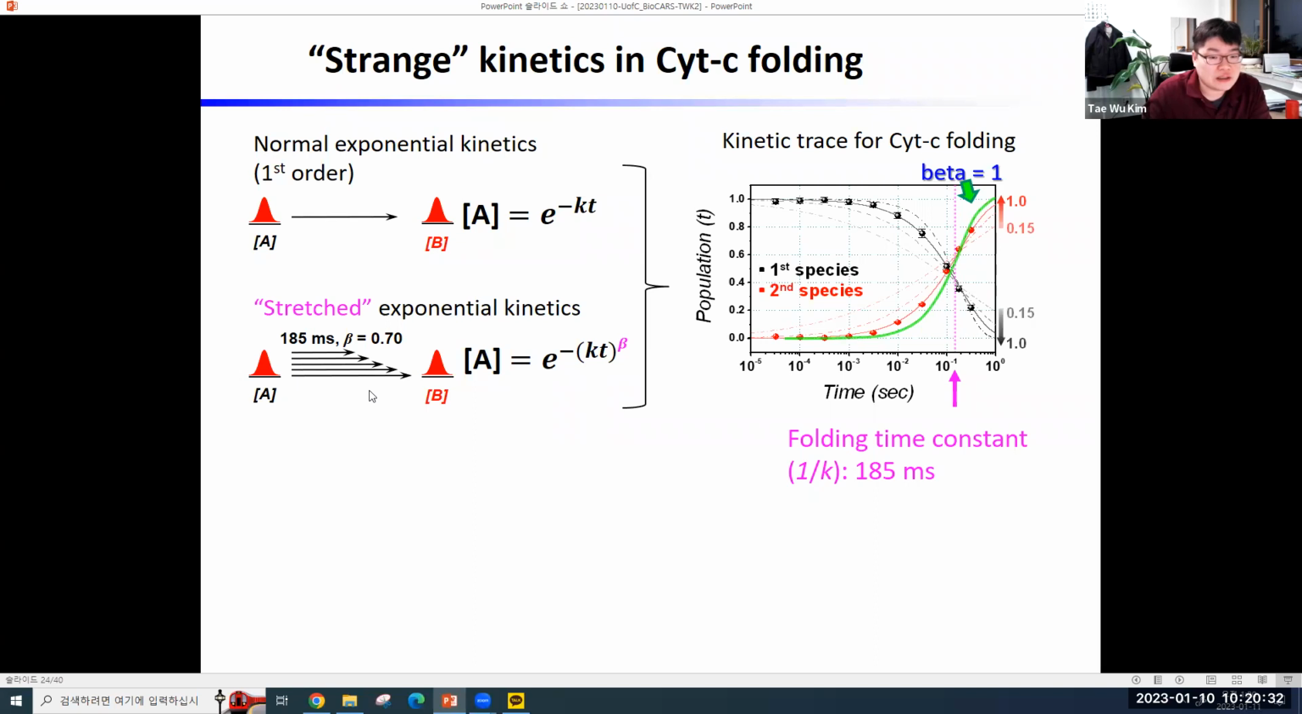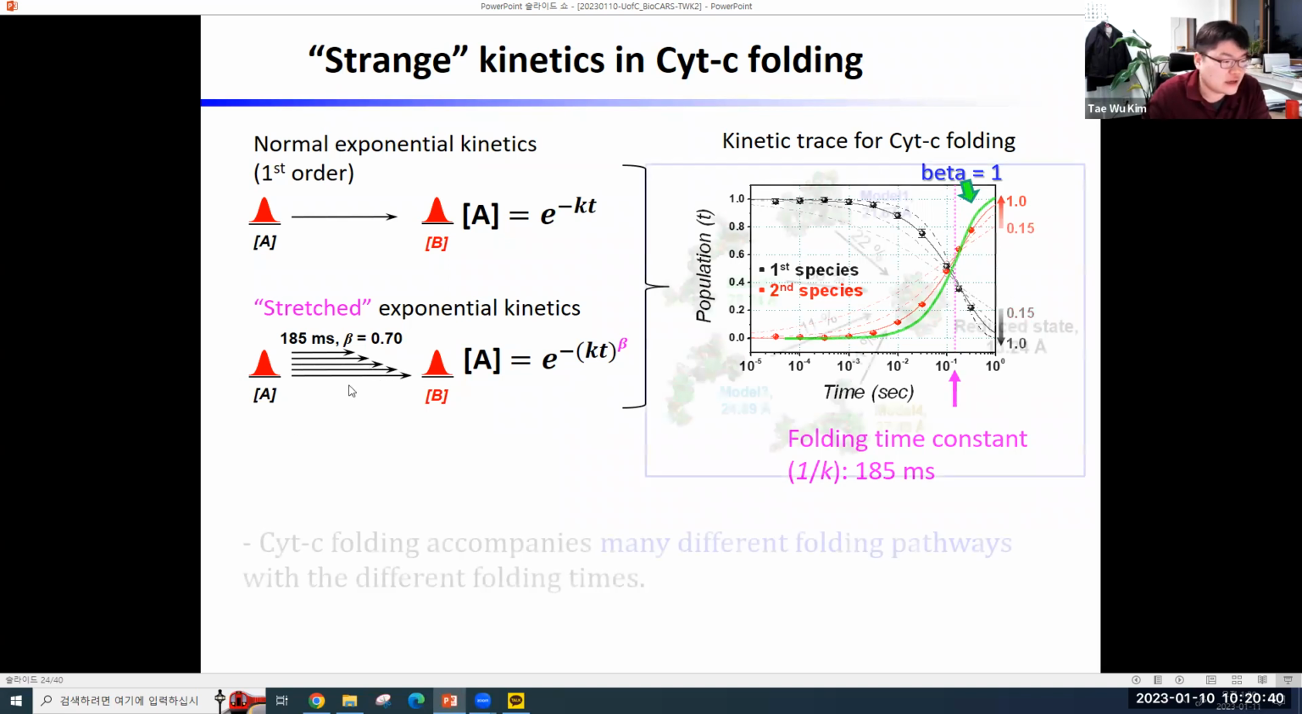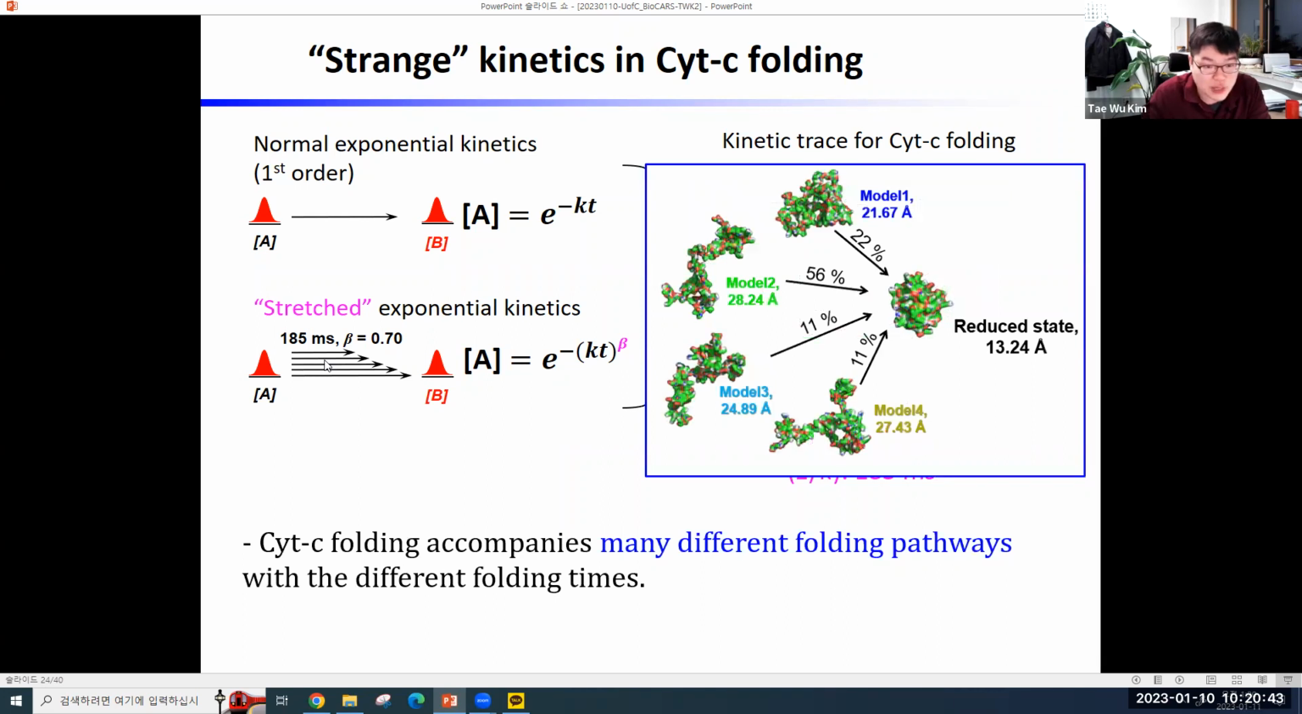So what's the meaning of it? If you ask me what the meaning of this stretched exponential kinetics is, in this kinetics, there are many different folding pathways. All of those are superimposed in the kinetics. So this very heterogeneous population transition can be expressed as a very special type of exponential.